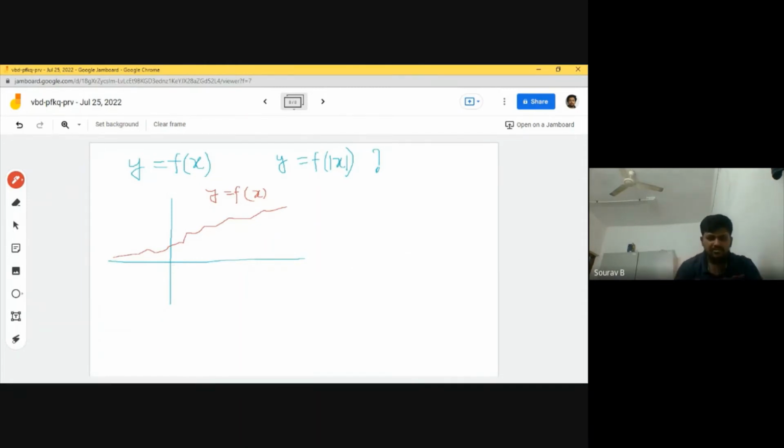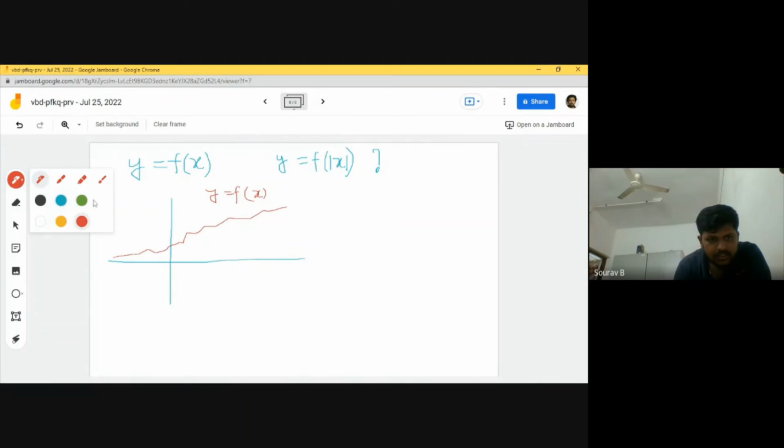So how can we, once we are given this y equal to f(x), how can we plot y equal to f of mod x? So the rules are: first, I would say remove this part. Okay, so you have to remove this part.